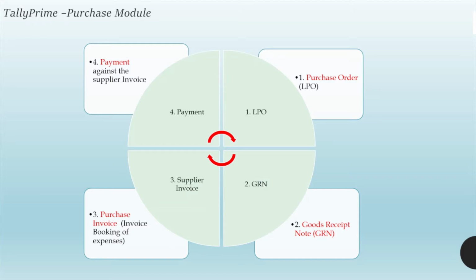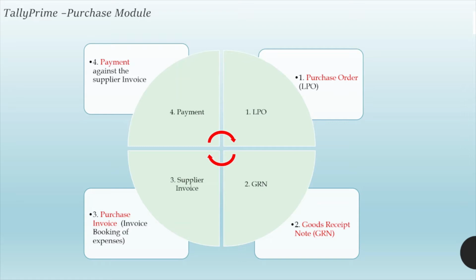The purchase module has 4 steps. The first step is to generate the purchase order and send it to the supplier. The supplier will send the items against our purchase order, and that we receive in our store or location. That is called the goods receipt note. That is our second step.